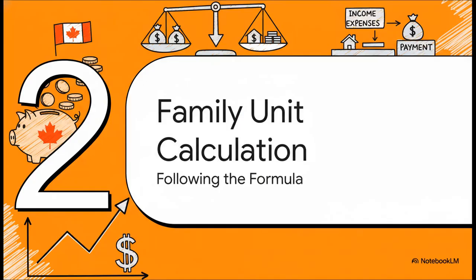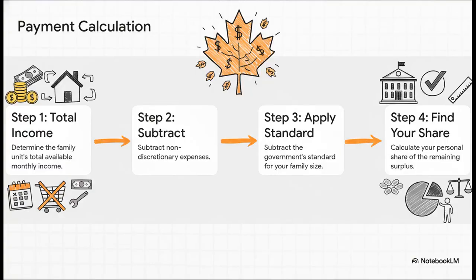All right, let's get into the nitty-gritty. We're going to walk through the exact formula, step by step, to figure out the surplus income payment for Emily's family unit. The entire process really just boils down to these four main steps. First, you figure out the total household income. Then, you subtract a few specific expenses. After that, you compare what's left to that government standard, and finally, you calculate your own proportional share of whatever is left over. It's a pretty logical path, really.